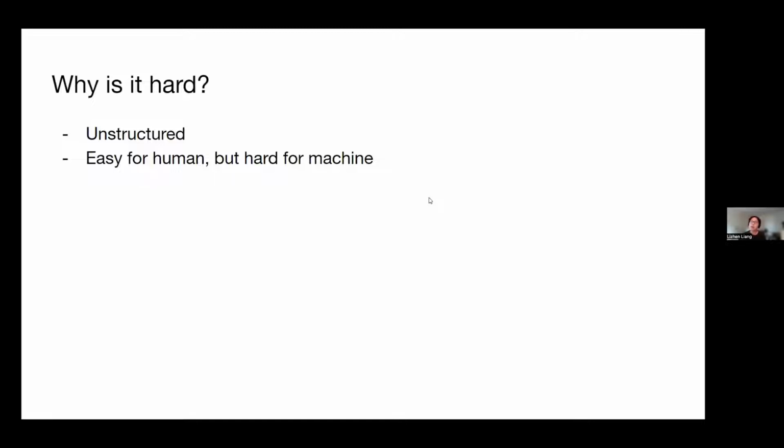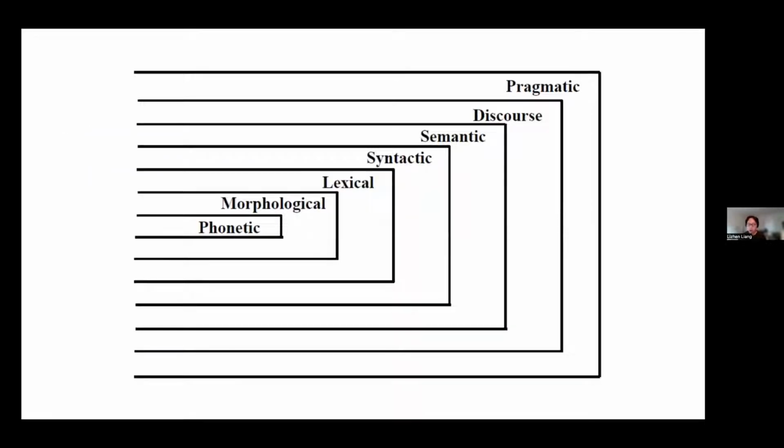So languages are unstructured, and some tasks are hard for machines. On the other hand, natural language is very rich. There are many different levels of natural language, and in each level there could be variables for us researchers to understand in order to further understand individuals or communities who generated those languages.